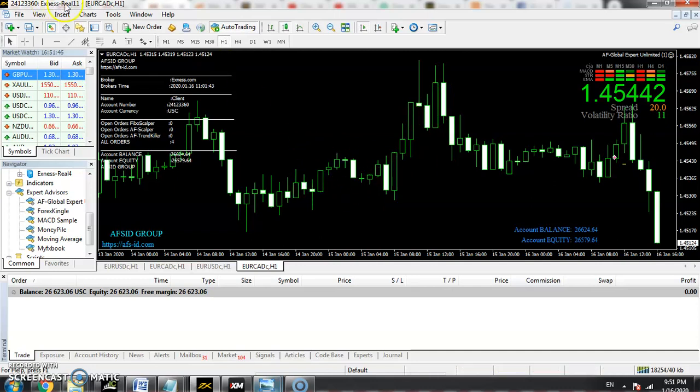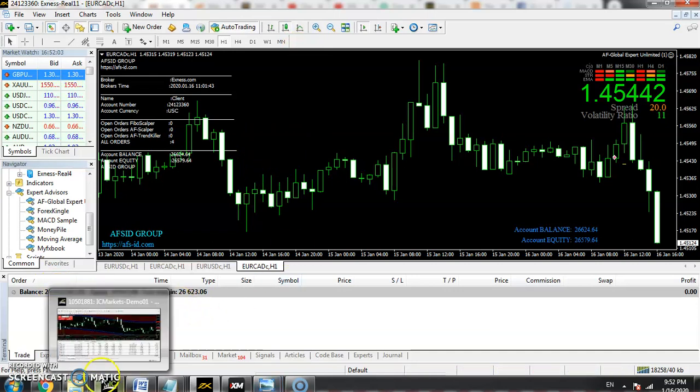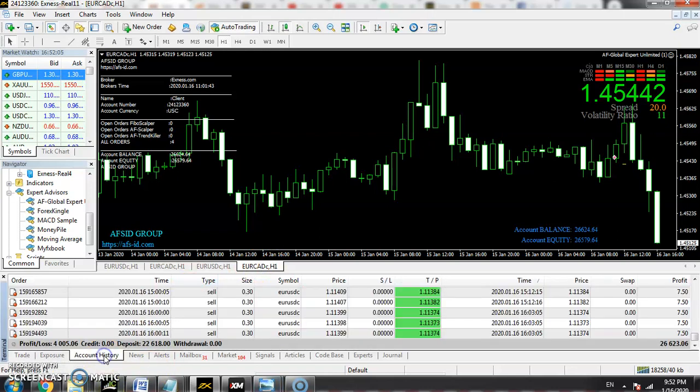So first of all, this is the real account. You can see this is Exynos real 11 server. It's not a demo account. I am testing it both on a demo as well as on the real account, and I will show you the different results of this EA. So guys, let's move towards the account history. This is my balance till now, and let's move towards the account history first of all.